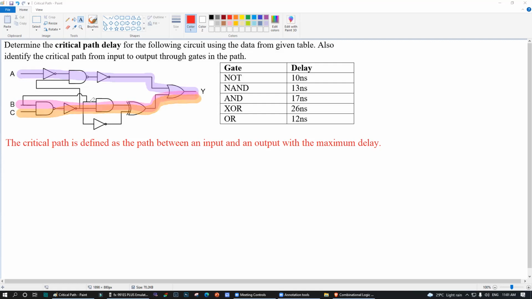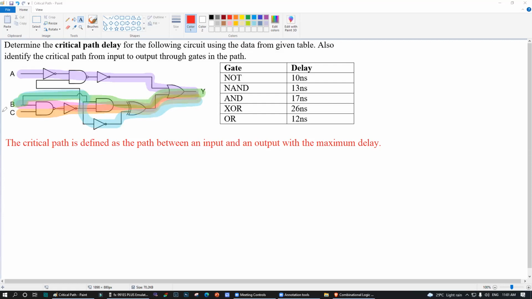But look at this one again. You can have a path like this one as well. B through these AND gate, XOR gate, then OR gate, then output. Then you can have a path like this as well. These NOT gate, XOR gate, OR gate, then Y, right? Right, everyone?